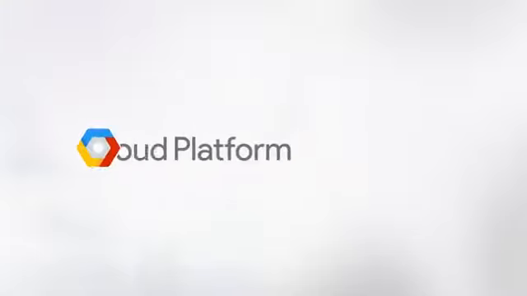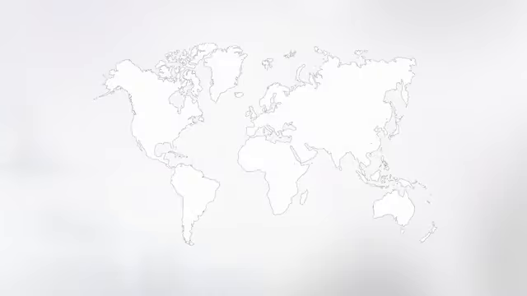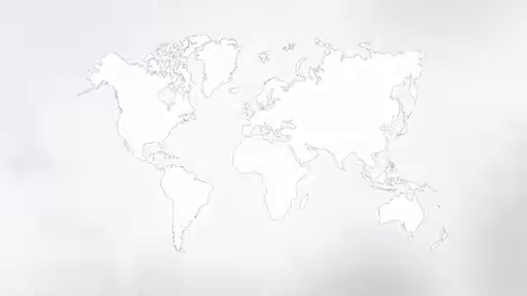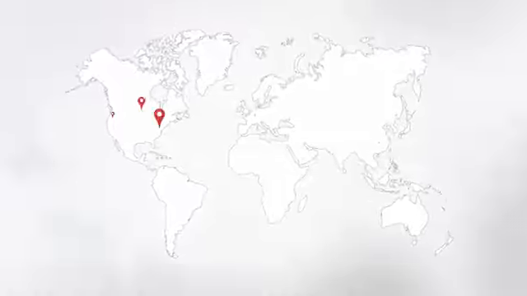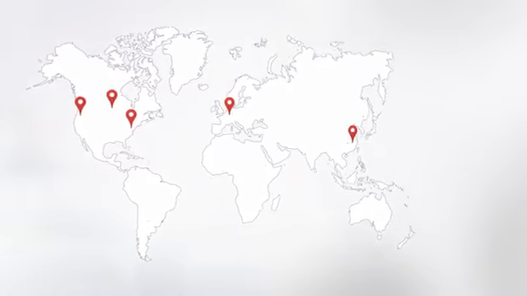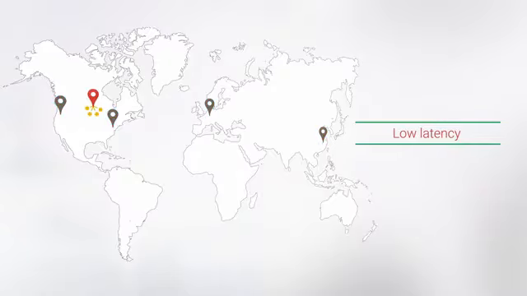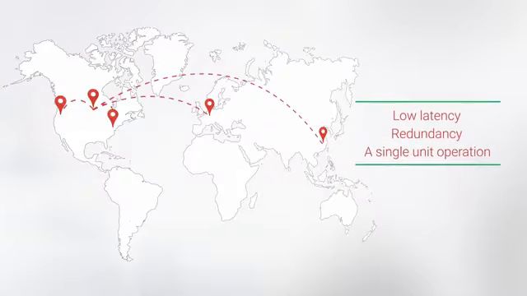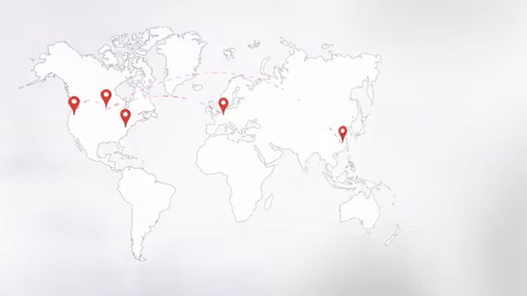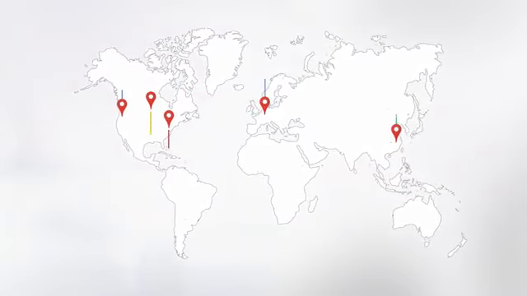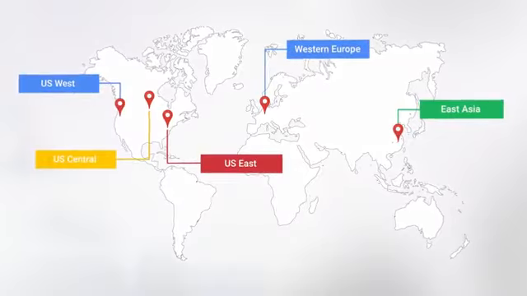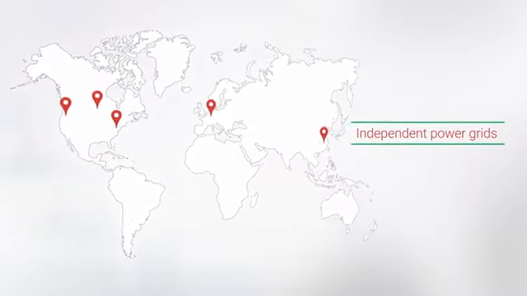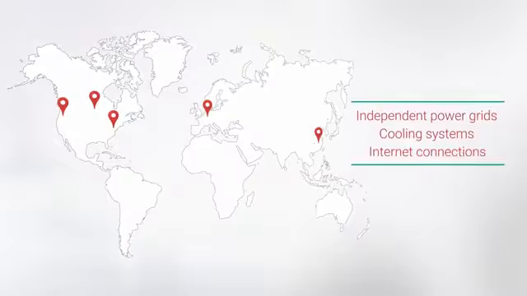To begin, let's look at how Google builds and manages its cloud infrastructure and makes these tools available to you as a customer. At its core, Google operates a global infrastructure of interconnected data centers. They are spread around the world for low latency, grouped together in close proximity for redundancy, and connected by high-speed interconnects so they operate as a single unit. Each group of data centers in close proximity is called a region, and each data center within a region is called a zone. Data centers are physically separated with independent power grids, cooling systems, and internet connections.